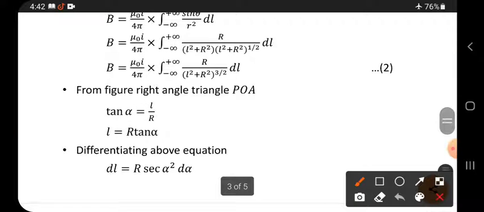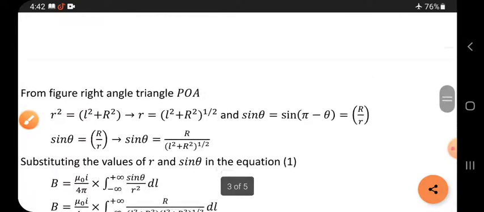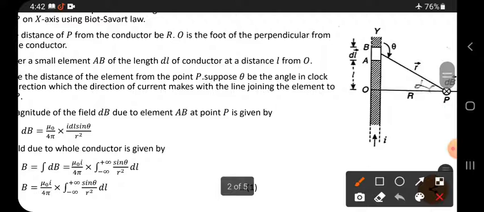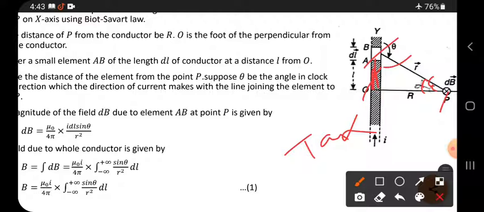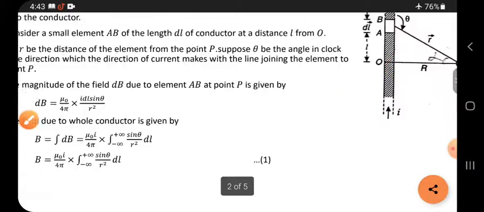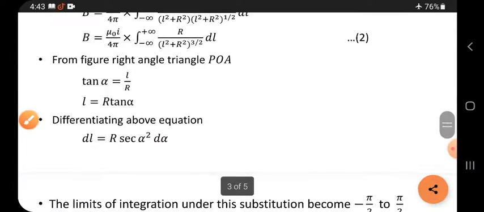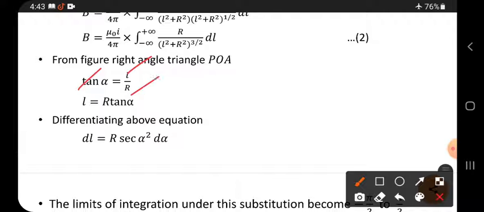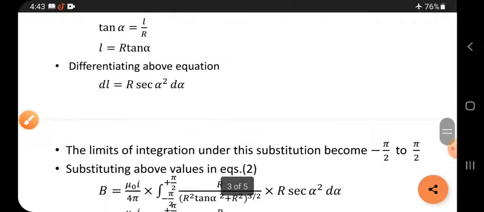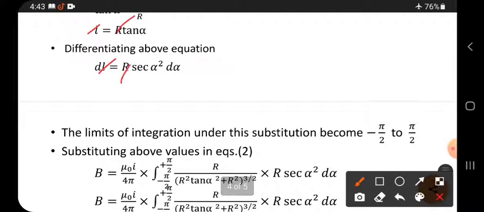Next, from the figure once again, the POA figure, the same figure. Now the angle is alpha. Already we have taken this angle, now take this angle as alpha. If you apply tan alpha, tan alpha is opposite by adjacent, that means small l by capital R. So tan alpha is equal to L by R. From this, L is equal to R tan alpha. Differentiate this: dl, R simply R only, and tan alpha becomes secant square alpha d alpha.